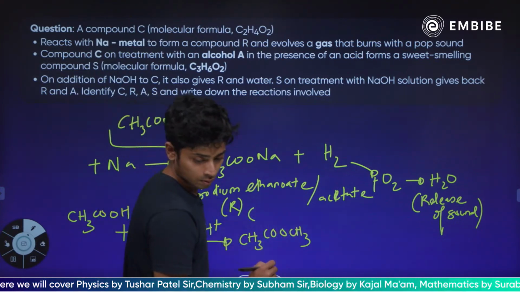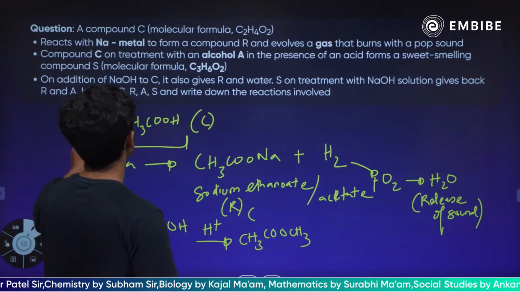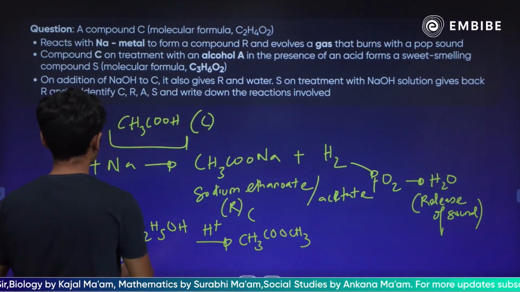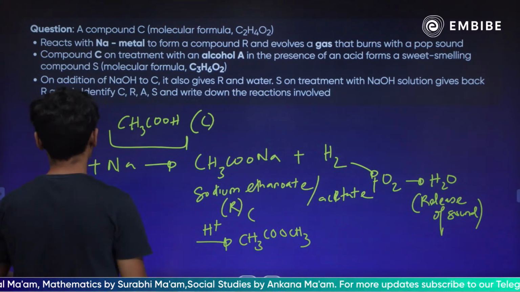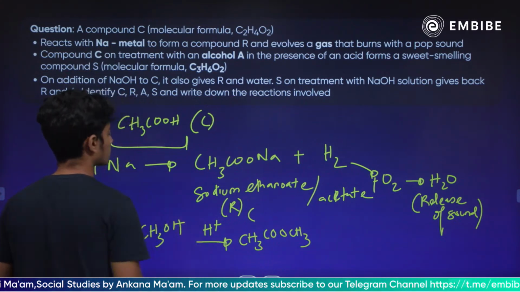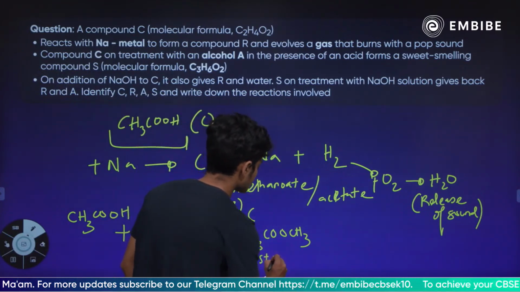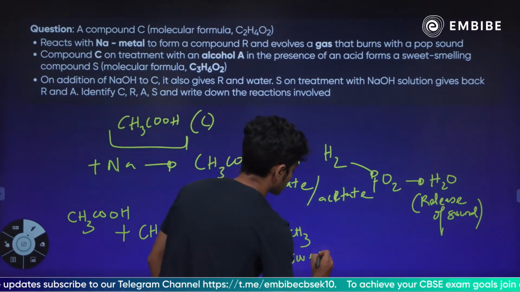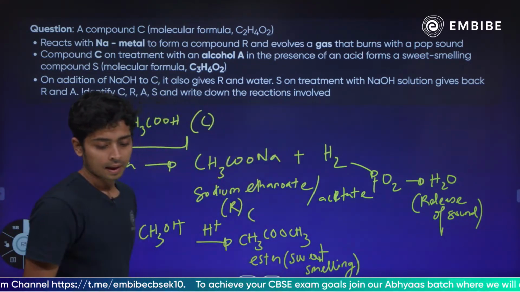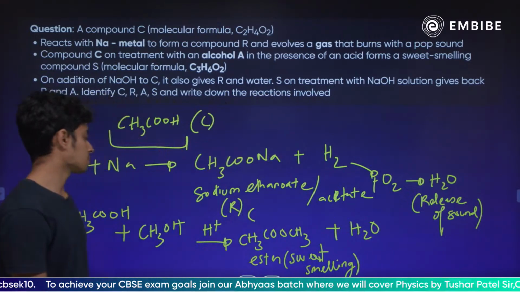Okay, CH3COOH on reacting with alcohol. So alcohol I will take, I made an error here, methanol, not ethanol. If I take methanol, CH3OH, I will get this ester, which is sweet smelling, and you will get some water also, plus H2O. So this is my ester.